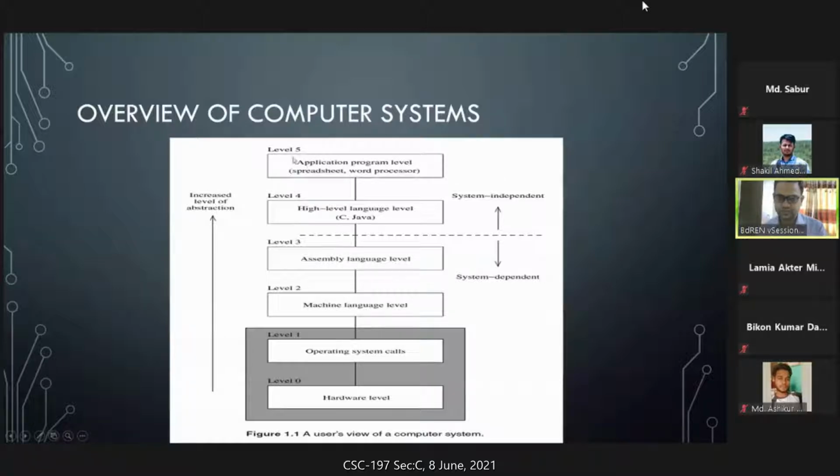You can start from level 5 to level 0, or 0 to 5, whatever. If we go through level 0 up to level 3, it is saying that it's system dependent. Okay, so that means this is not an independent language.